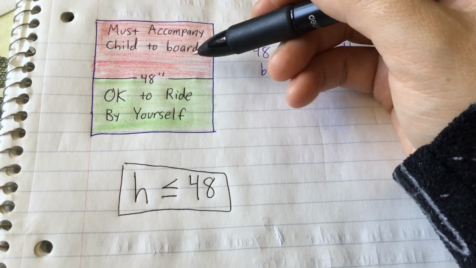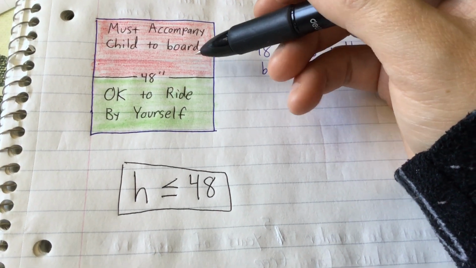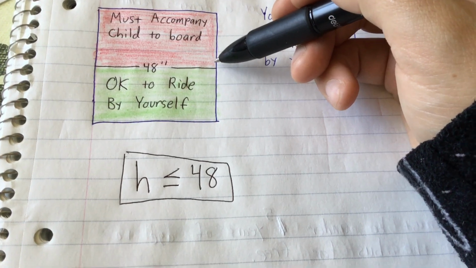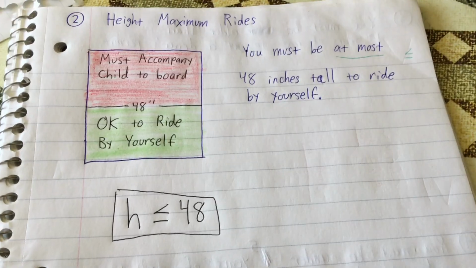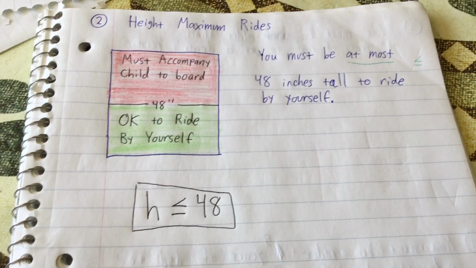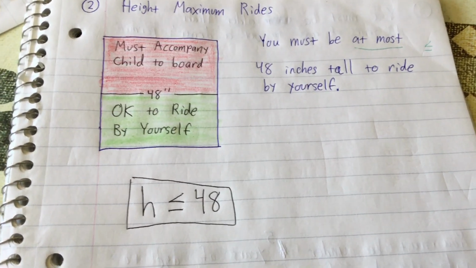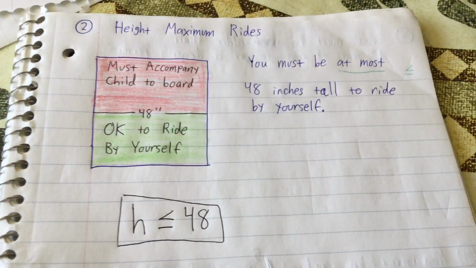But if I am 49 inches tall, I cannot ride Dumbo by myself. I must have my niece, my nephew, my son, my daughter to ride Dumbo with, because the goal is for the little kids to ride it.